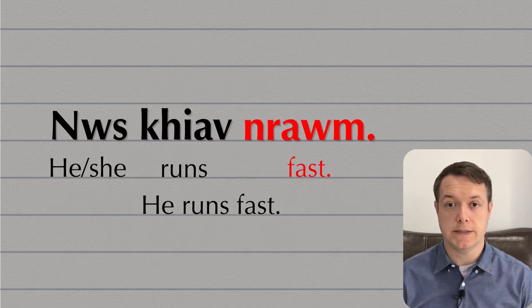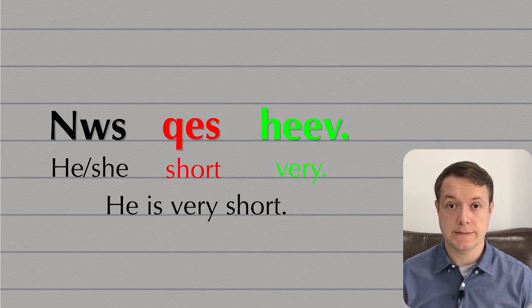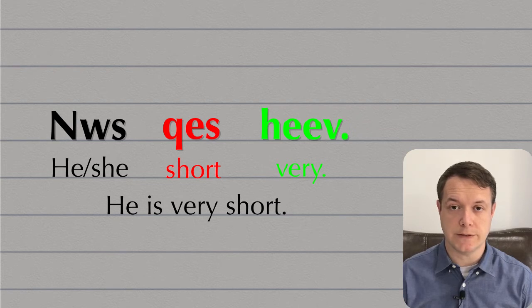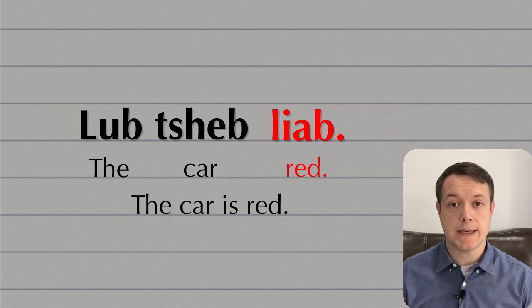Nu kien da. He runs fast. Nu kai hing. He or she is very short. But again, in this case, it really is saying short, very, because very comes after what it's describing. Lu che lia.